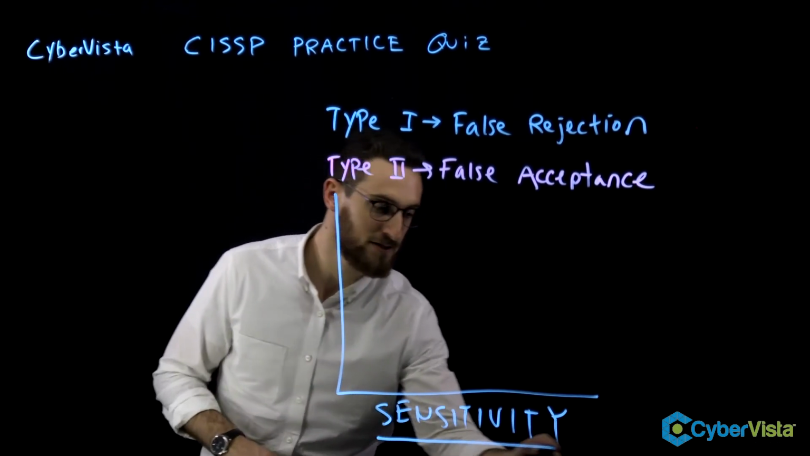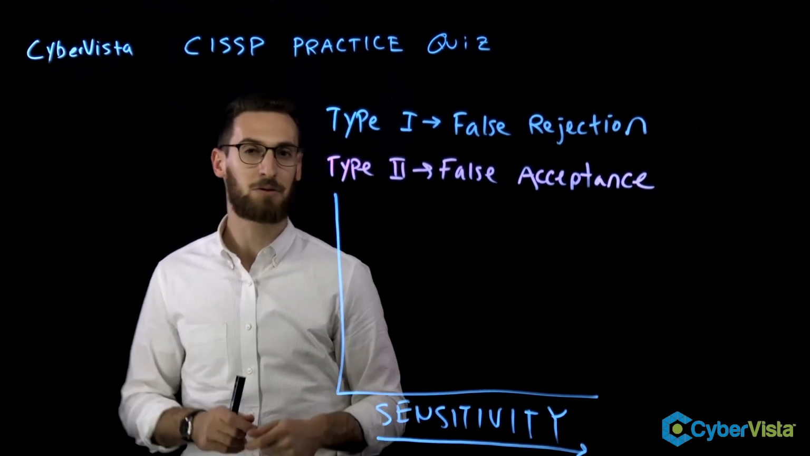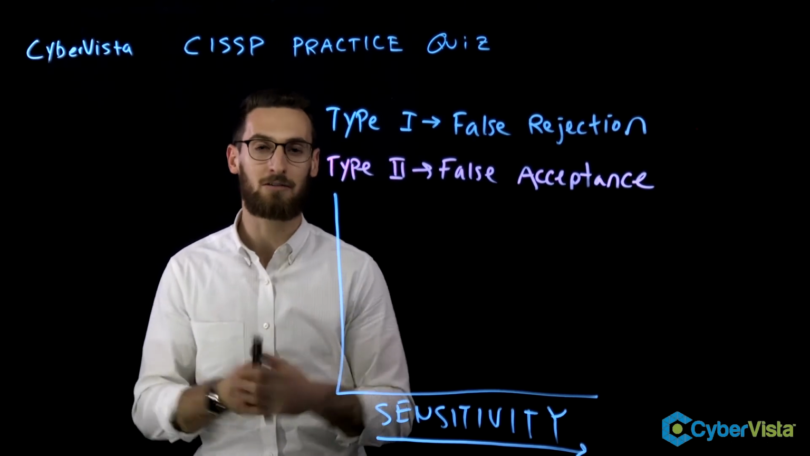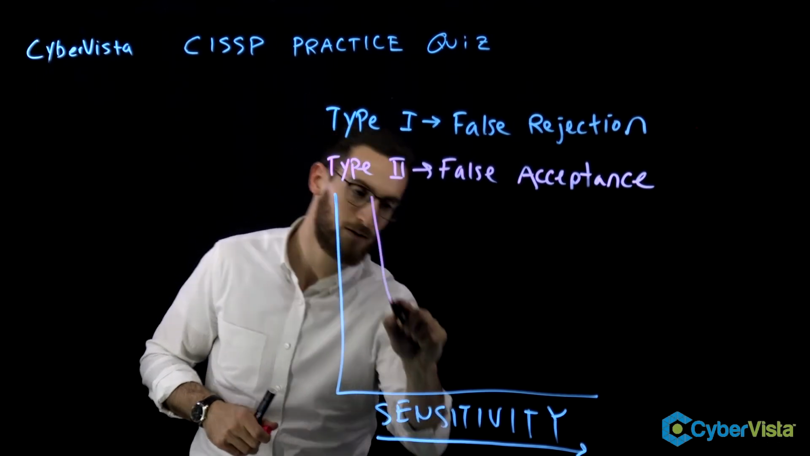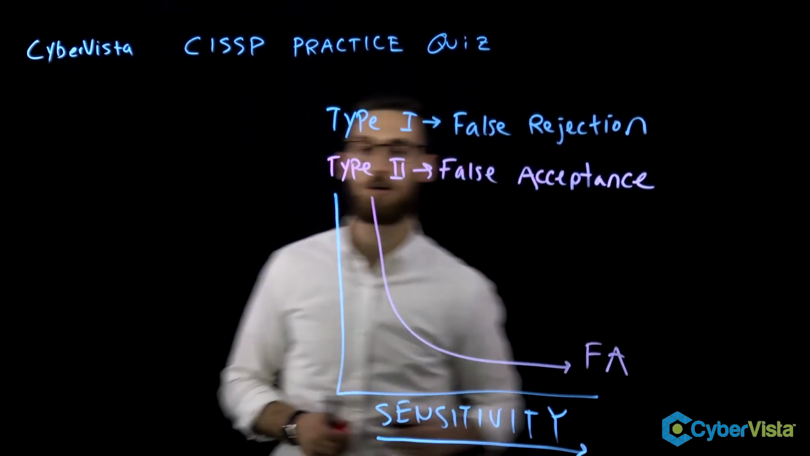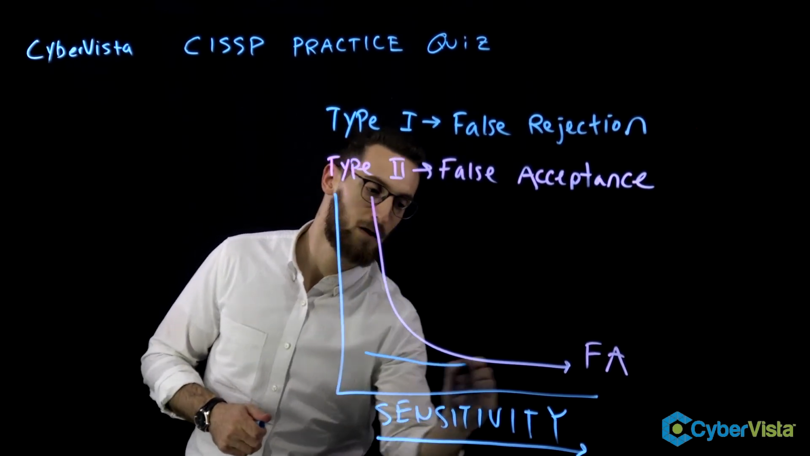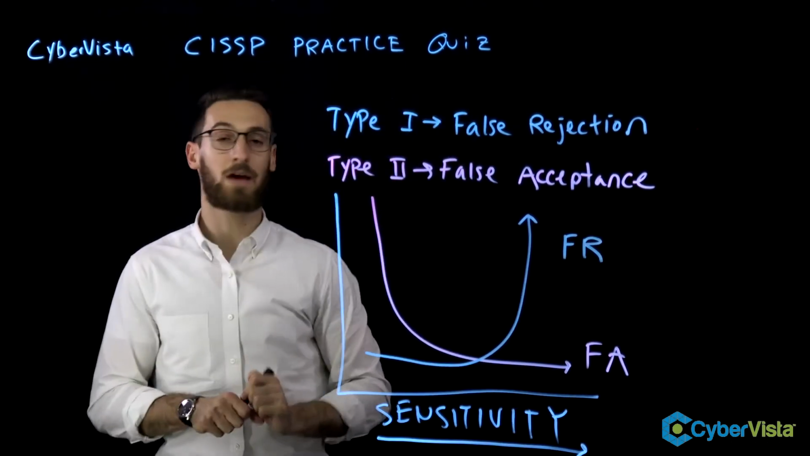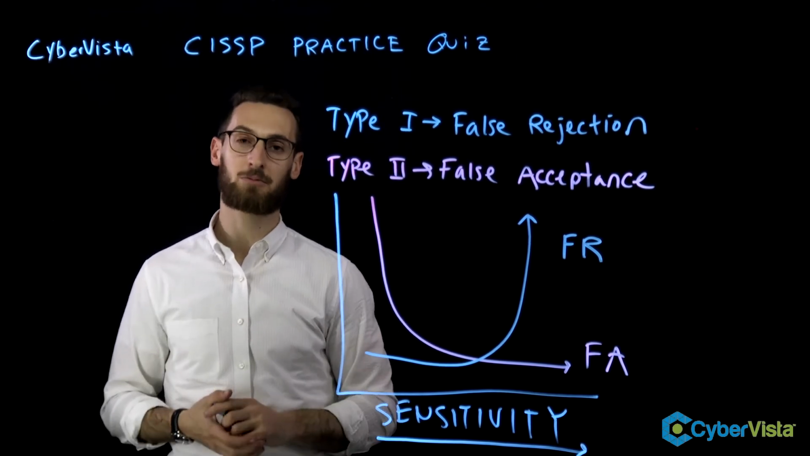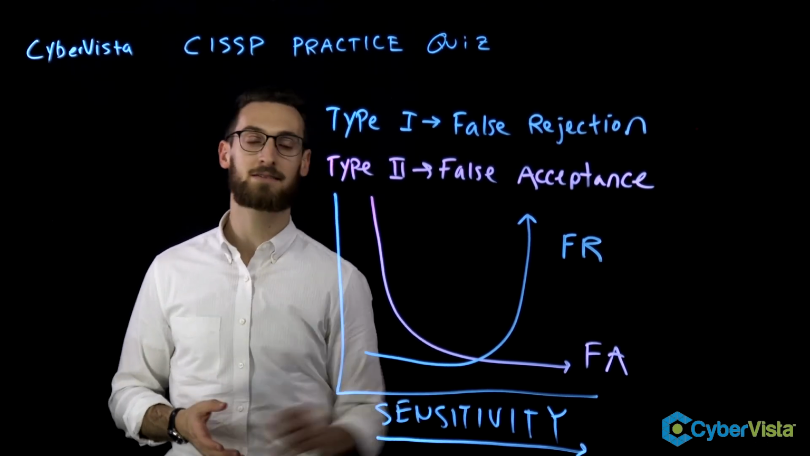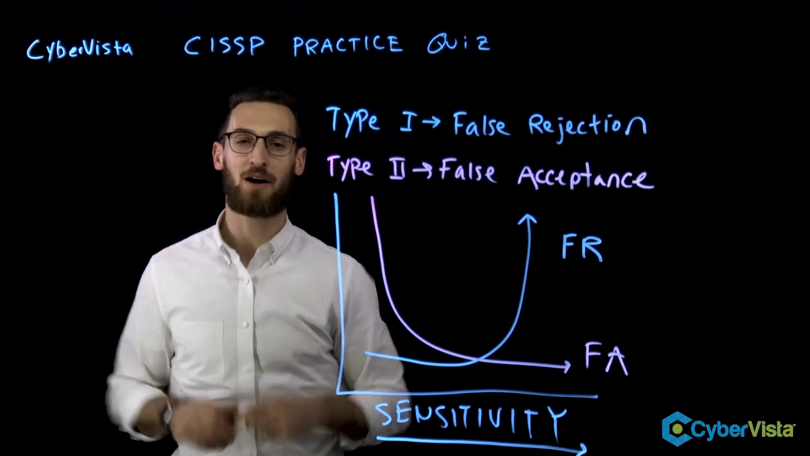So if you make your biometric system more sensitive, what happens? And by the way, by sensitive, what we mean is like more strict or more narrow or more restrictive. So what happens when you tune your sensitivity, you get fewer false acceptances. But the flip side, you tune your sensitivity, you get more false rejections or type 1 errors. So typically from a security perspective, your organizations want to tune the sensitivity to a point at which you have fewer false acceptances.